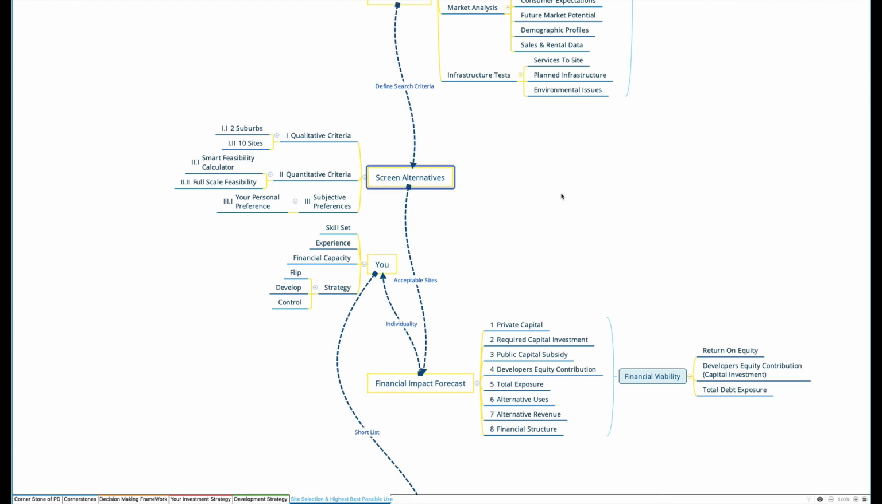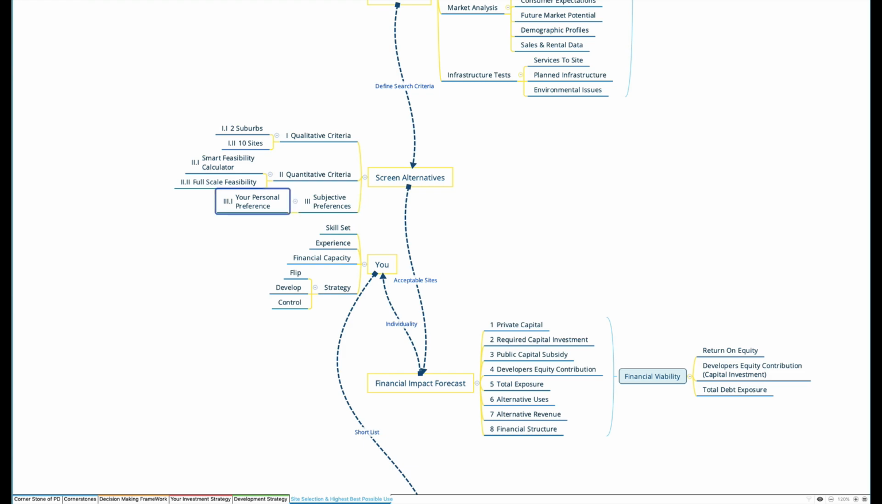And then you can screen the alternatives based on qualitative criteria, which is basically the different suburbs and different sites that you compare, and the quantitative criteria, which is your smart feasibility. For example, you do a back of the envelope feasibility, or a 2-minute feasibility, or a full-scale feasibility, and then compare them against your objectives and against the different metrics that you put together, so that you can go ahead with the development.